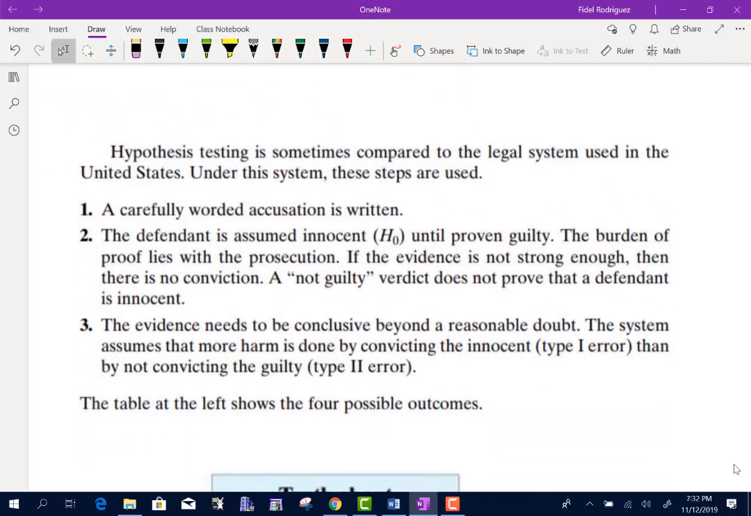And it says, look, hypothesis testing is sometimes compared to the legal system that we use here in the United States, okay? Under this system, these steps are used. So a carefully worded accusation is written. Okay, Omar, we are accusing you of robbing the Bank of America on the corner of Pecan and Ware Road. I'm being accused of something, right? They said you came in, they said you gave a note to the cashier, I'm robbing this bank. Okay, that's the accusation.